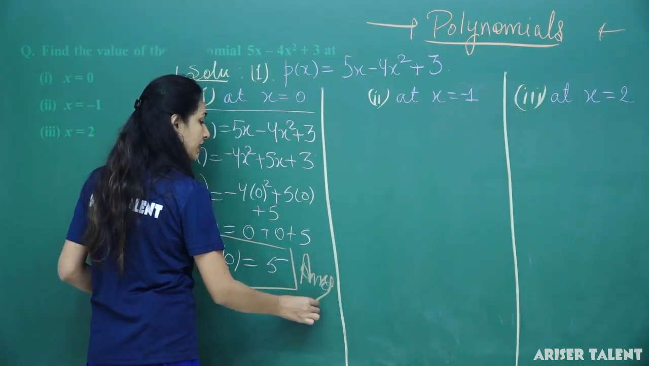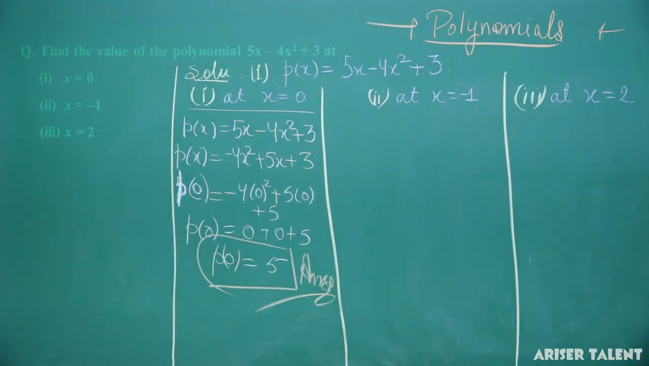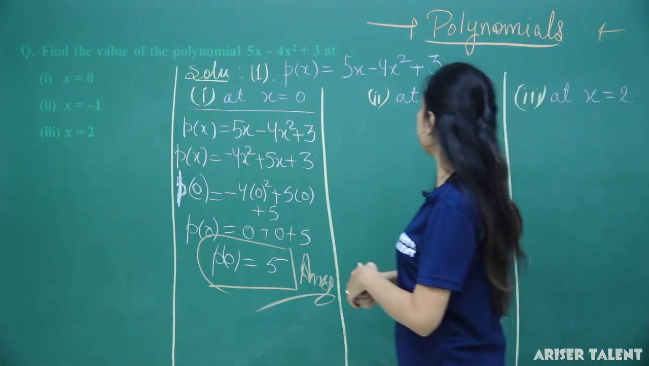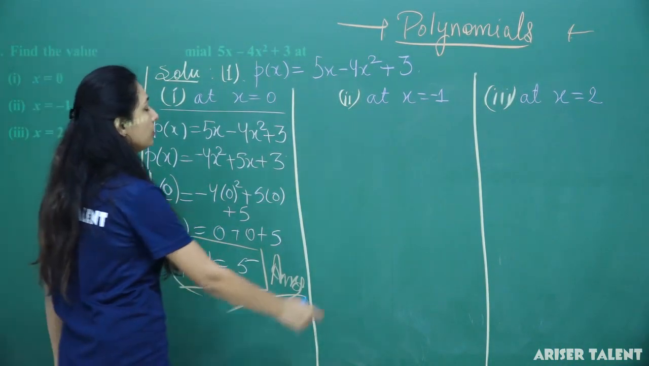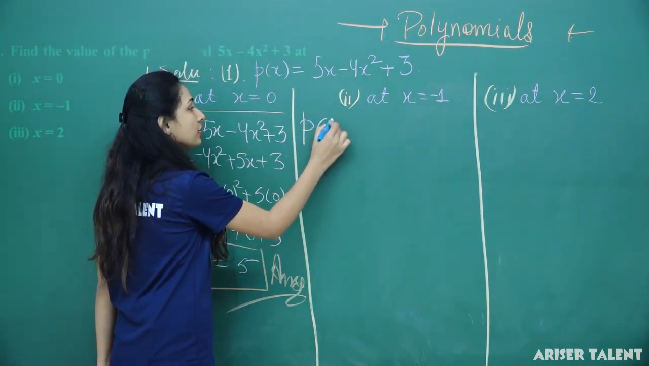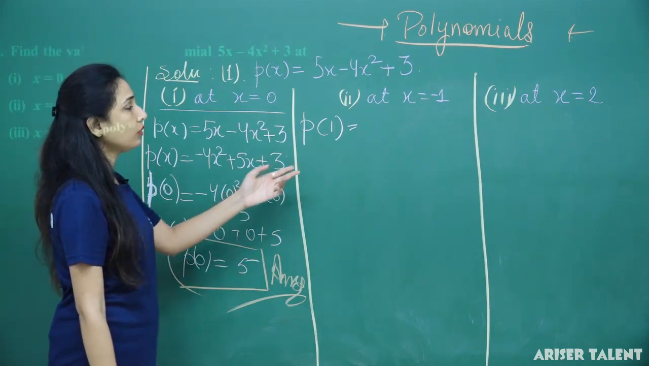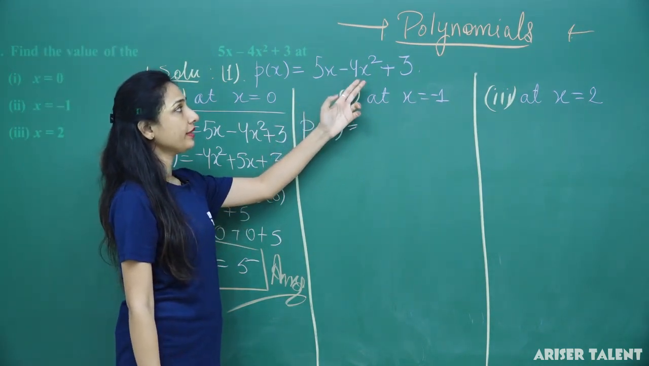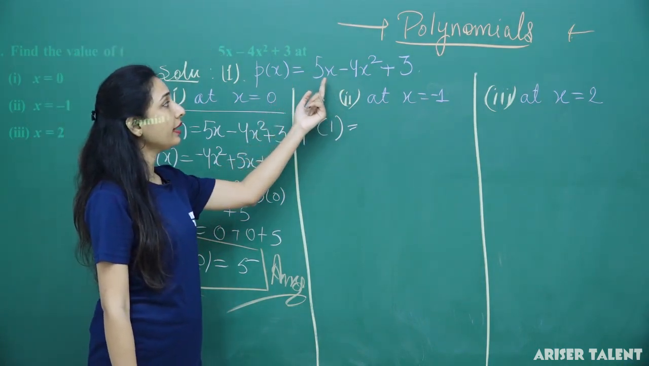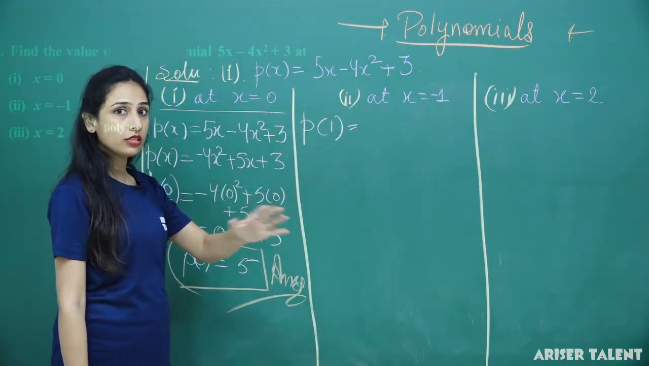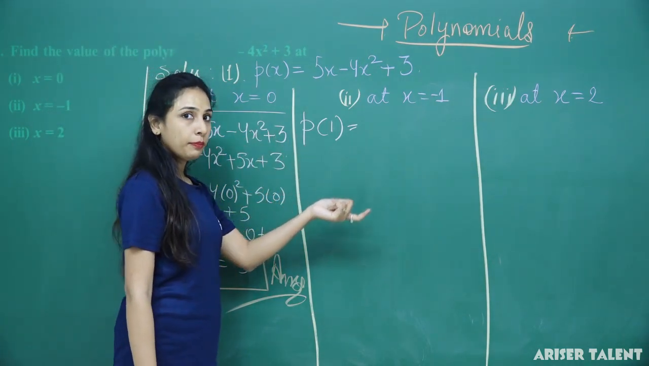It may be 0 but it may not be 0. So write it. Okay, now your second question, at x equals to minus 1. Now you know how to write it, okay students. So p of minus 1, can I directly write it? You will write p(x) equals to 5x minus 4x square plus 3, then you will rewrite it as minus 4x square plus 5x plus 3. This is the order you will write all the particular polynomials.